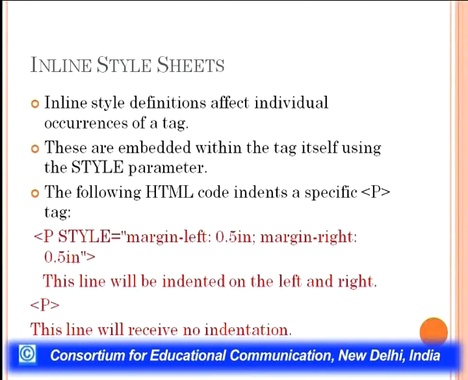So the following code will show you. We write P and then you write the word style and you specify what style you want, and the syntax remains the same. You write the name of the property, colon, value. Again you separate two properties with the semicolon, and you separate the property and value with the colon.